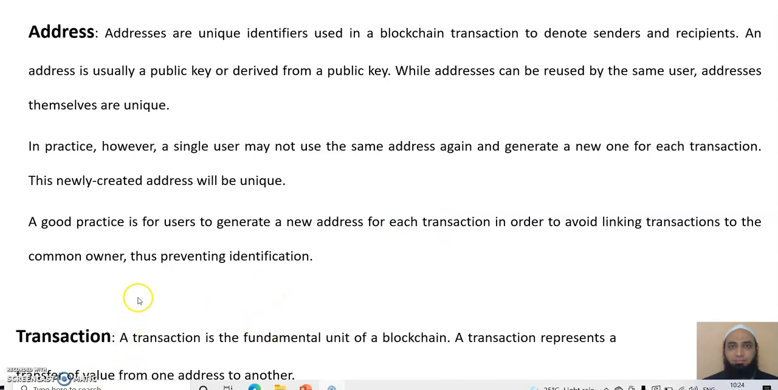So what is a transaction? A transaction is a fundamental unit of blockchain. A transaction represents a transfer of value from one address to another. See, it is very important. A transaction is the fundamental unit of a blockchain, and it represents a transfer of value from one address to another.